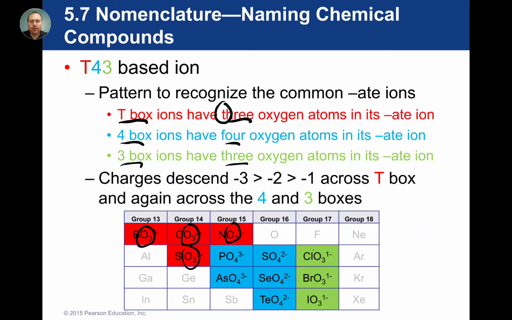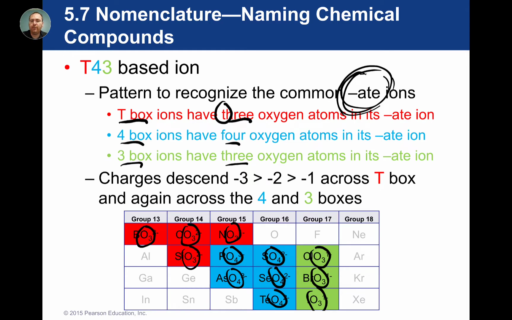As we look in the 3 box, everybody has 3 oxygens. And when we look in the 4 box, everybody has 4 oxygens. That's an easy way to educate your guess on a lot of these questions, because that's the major difference in the A, B, C, or D choices. The next thing we should realize is that everything that's in this T43 series is an ATE ion.